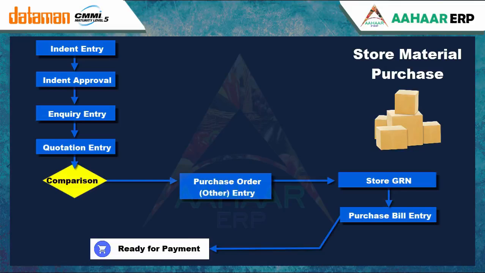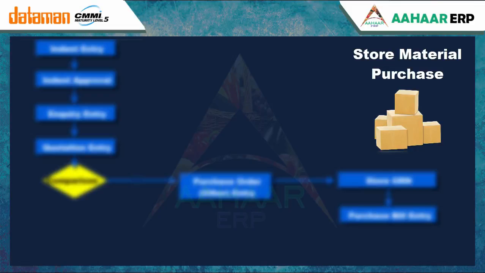If you want to prepare bill directly, without any reference of purchase order and GRN, you can do this using purchase bill entry direct.